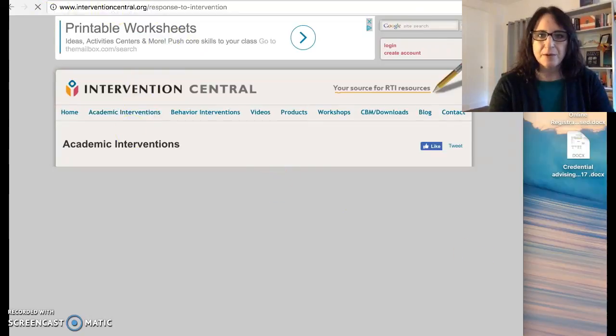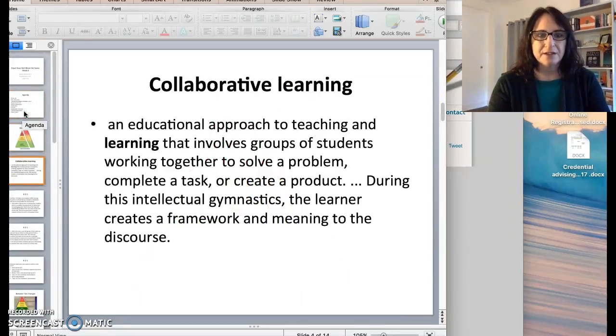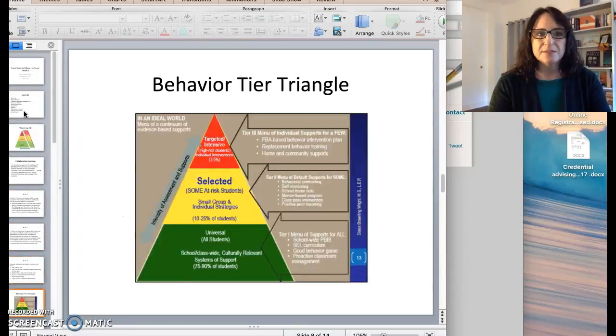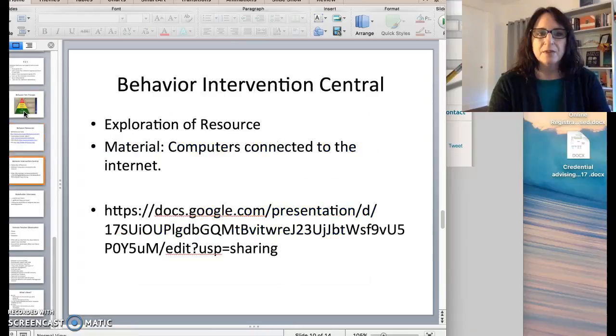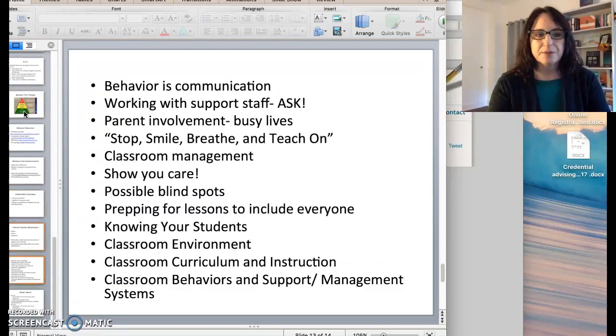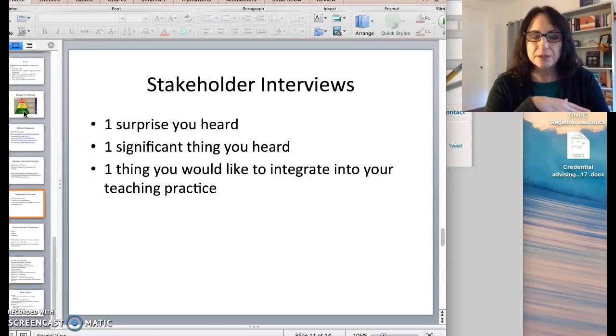Let me just pull up the PowerPoint and make sure we've gone through everything. Yeah, we talked about the RTI. We did the collaborative learning with the 4-2-1. We talked about the behavior tiers, the interventions, and this last part, the stakeholder interviews and the veteran teacher observation. I'm going to be moving both of those to the following week, week 7, so that you don't have anything more this week, but I think you'll have a lot of time next week because I actually took out the IRIS module and made that into a video and a support thing. So hopefully that all will help you.